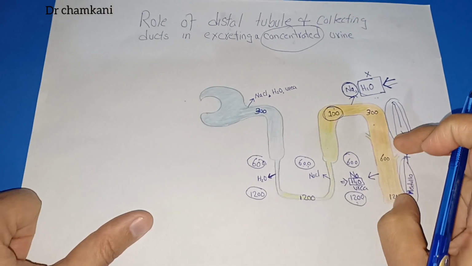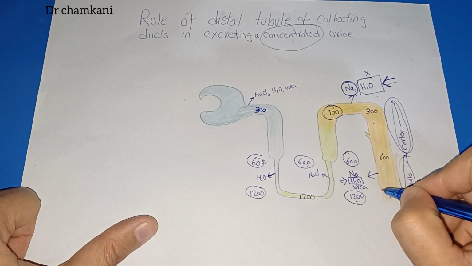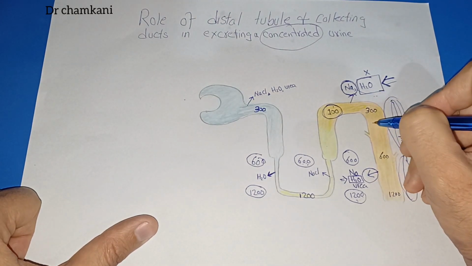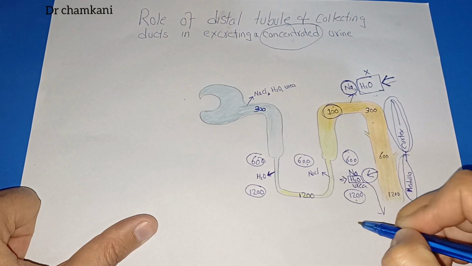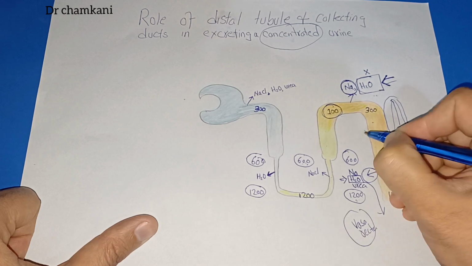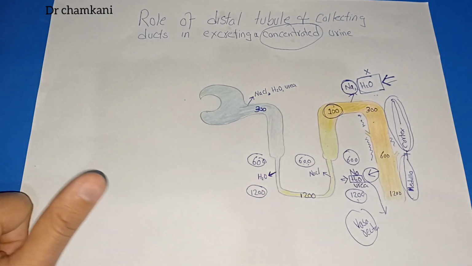Whatever amount of water is reabsorbed from the medullary or the cortical portion of the collecting duct is quickly swept away by the vasa recta, which are peritubular blood capillaries, the blood capillaries present here. They quickly take away the water.